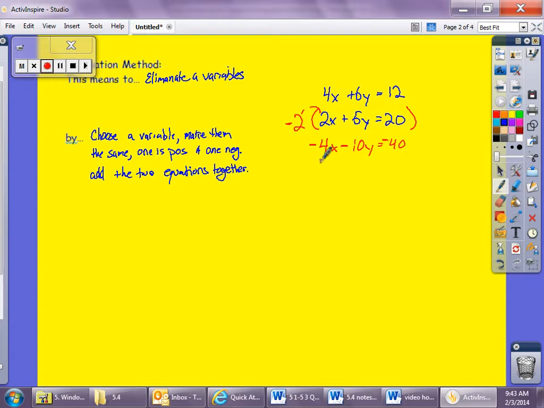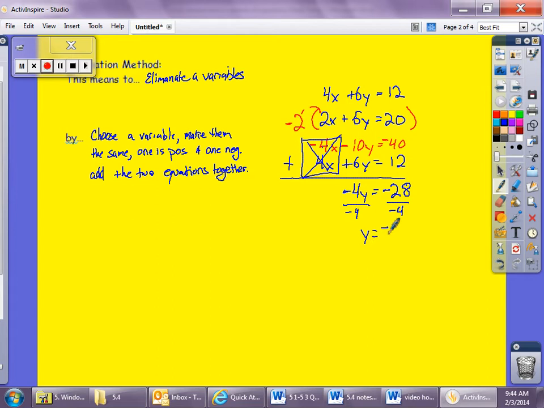Now I can write this one below it. So if you notice, they're the same. One is positive, one is negative. Now I can add them together. I eliminate my x. So this gives us negative 4y equals negative 28. Divide by negative 4. y equals 7. So now I have my answer for y, and once we know what y is, we can plug it back in to figure out what x is.